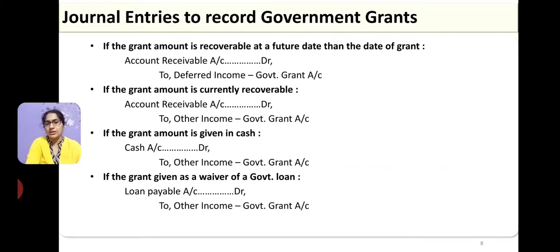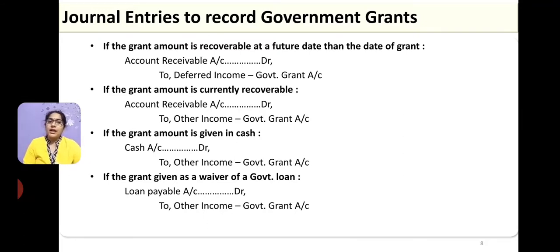Then if the grant is currently recoverable, so right now we are going to recover it, then we record it as account receivable account debited to other income. So, we are going to receive it, but not received yet. Then if the grant amount is given in cash, then either cash or bank account gets debited to other income. We credit the other income and debit the cash or bank.